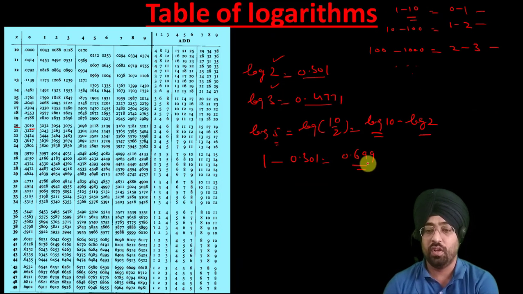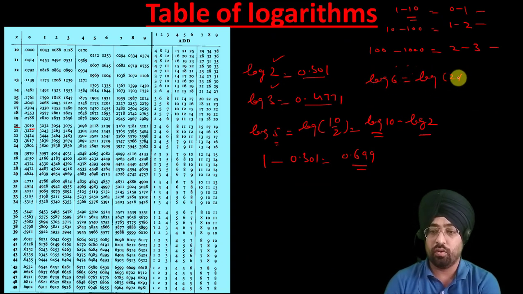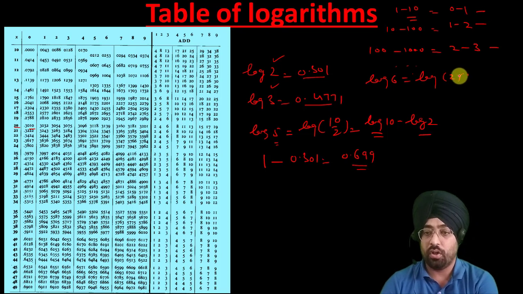Similarly, log 6. Log 6 is equal to log of 2 cross 3, which is equal to log 2 plus log 3.